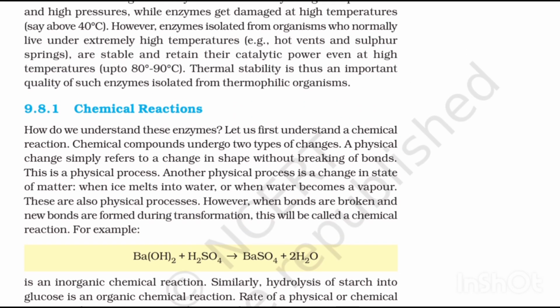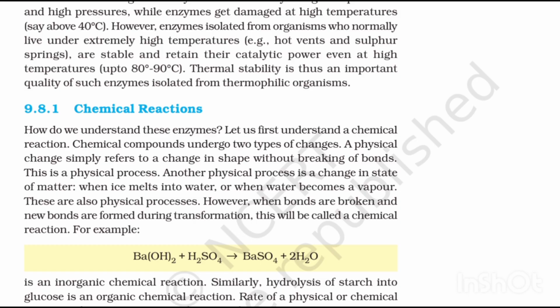Chemical reactions. How do we understand these enzymes? Let us first understand a chemical reaction. Chemical compounds undergo two types of changes. A physical change simply refers to a change in shape without breaking of bonds.